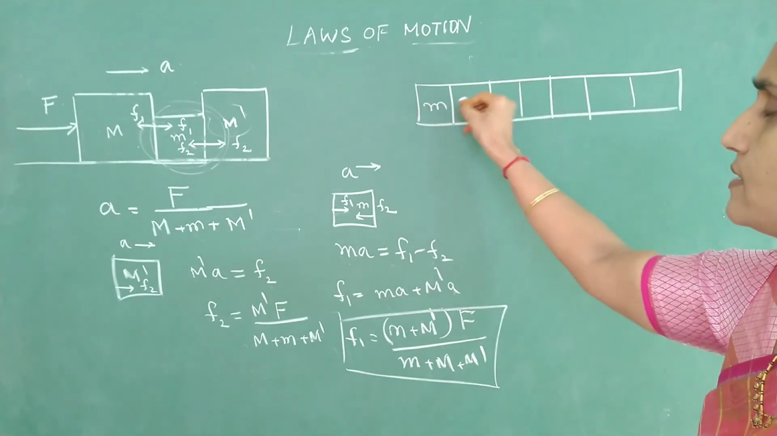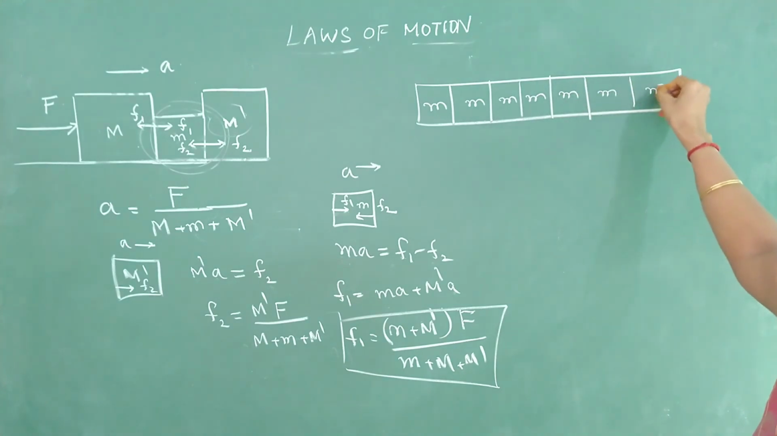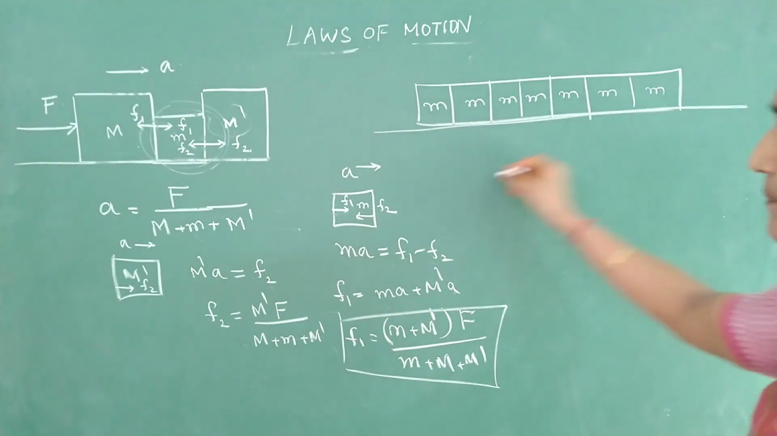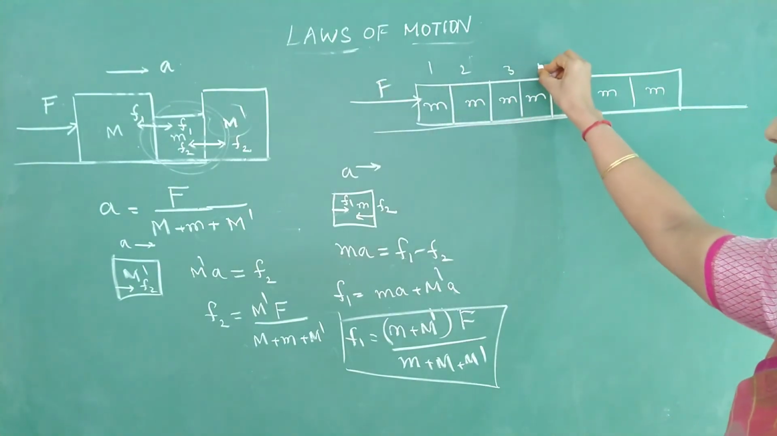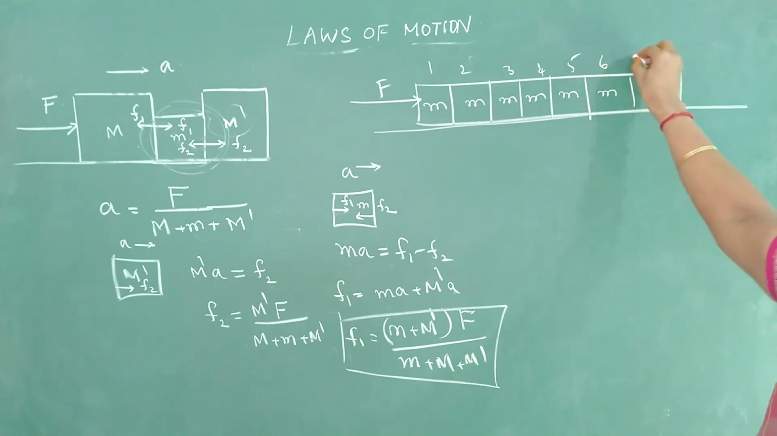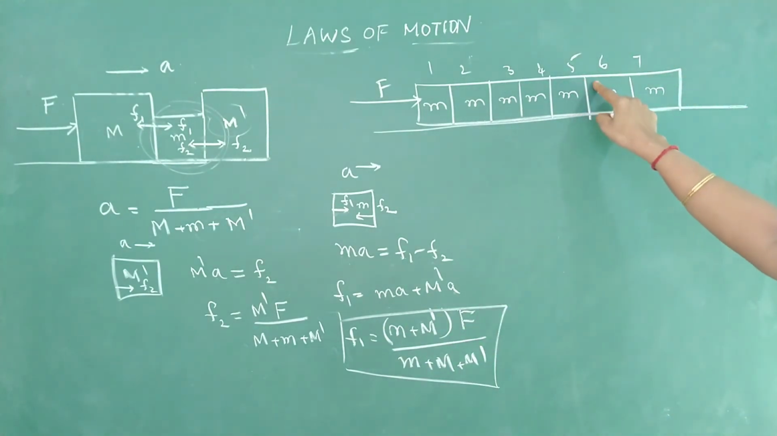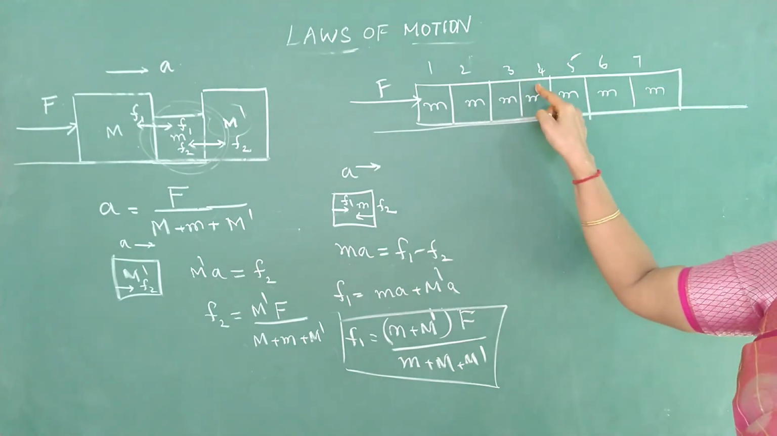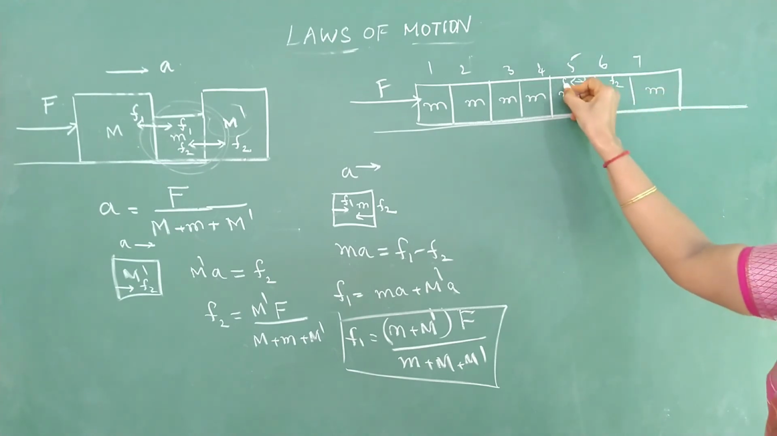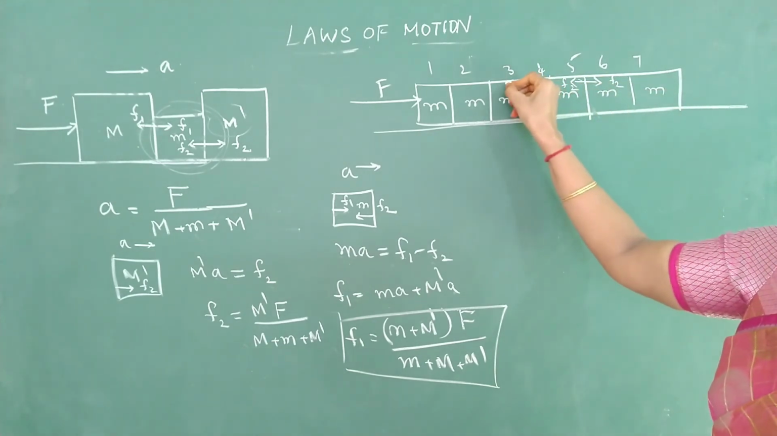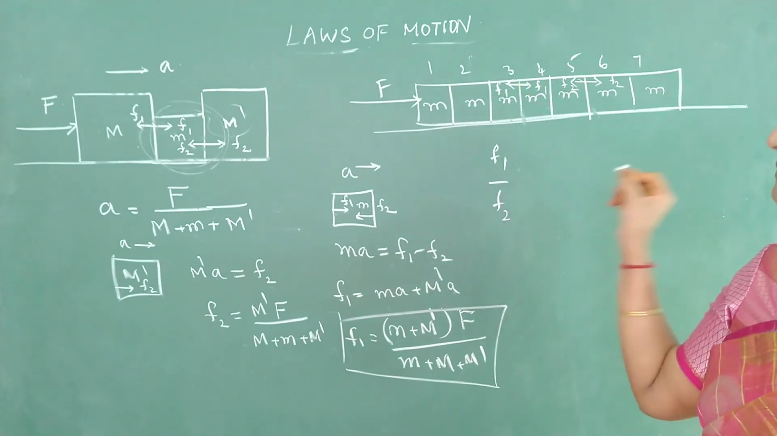if there were 7 identical blocks, some number. 7 identical blocks are placed on a smooth horizontal surface. I have applied a force F and numbering them like this. Find the contact force between 5th and 6th blocks, 3rd and 4th blocks. Okay, if I call this F2, some number. Between these two, the contact force is F1. What is F1 by F2?